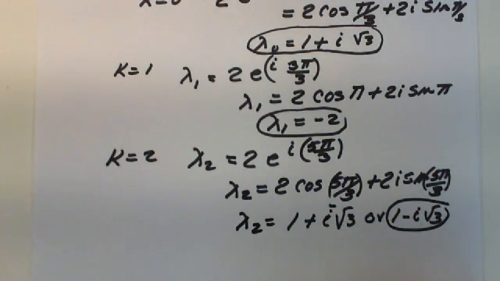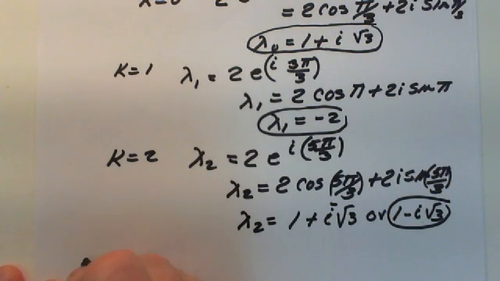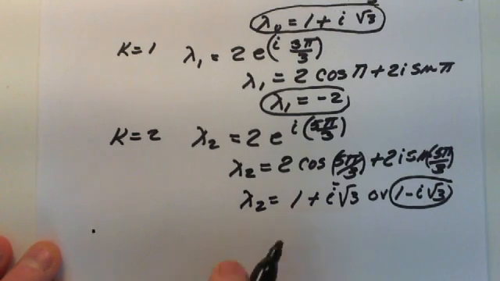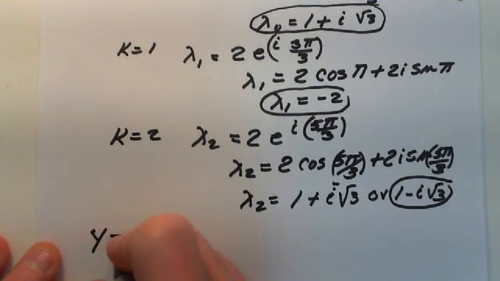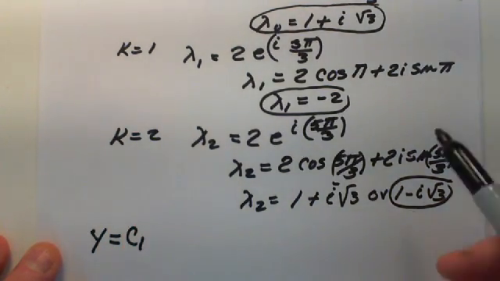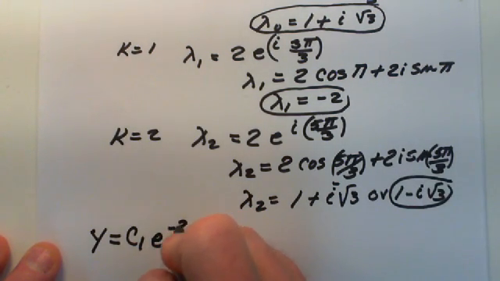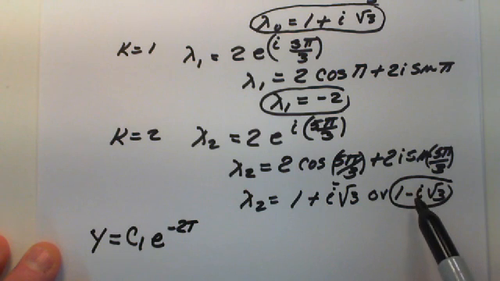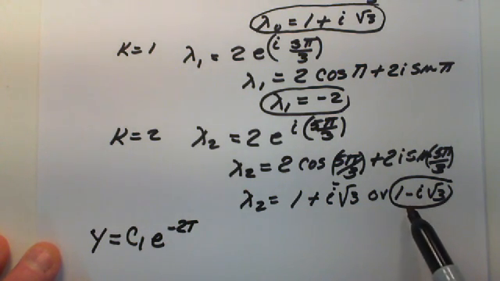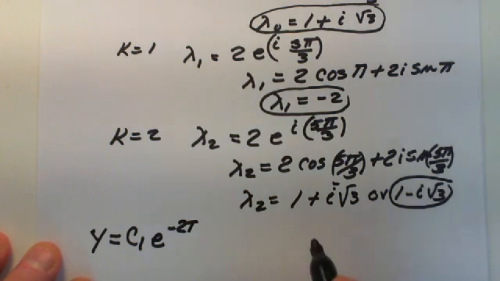Alright, so now we have enough to write our solution down. So we've gone through all 3 conditions. So now our solution, move this up, it's just going to be y is equal to c1. And we come up here, we'll use the -2 first, times e to the -2t. And now since we have the i's, we know we have the complex, we know we're going to have to go to the cosine.